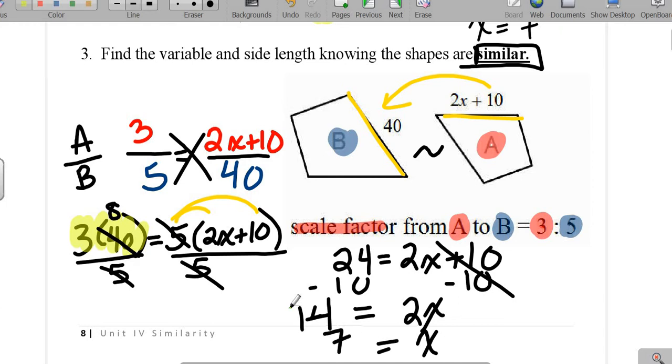What's really nice about these problems, it's super easy to check if you're correct. So we're going to go ahead and put 7 right there. So 2 times 7 is 14, plus 10 makes us 24. Let's check our ratio here. 24 to 40. 8, good. So 24 to 40. 8 goes into 24 3 times. 8 goes into 40 5 times. Ta-da! You know you're right.